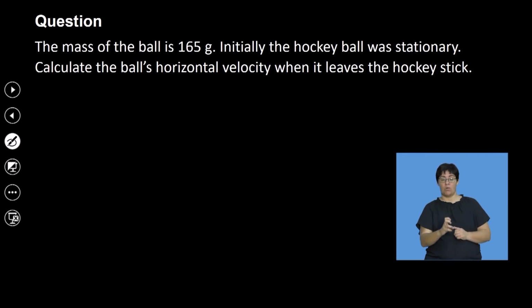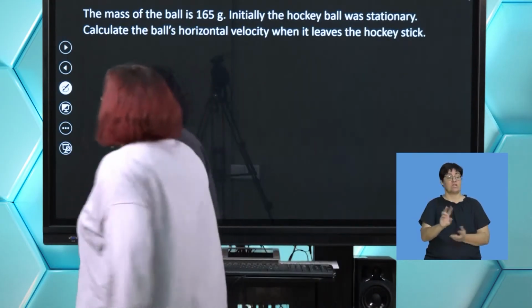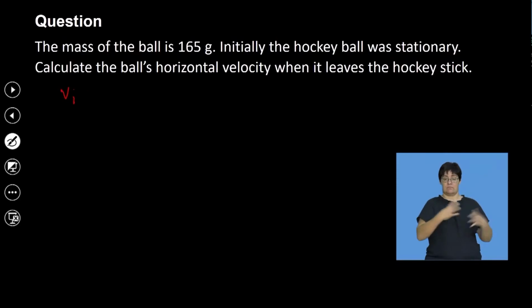Now, ooh, look, why was it important? The mass of the ball is 165 grams. That's the average mass of a hockey ball. Initially, the hockey ball was stationary. They want you to calculate the ball's horizontal velocity when it leaves the hockey stick. Now we've got to be careful. We know that initial velocity is 0.